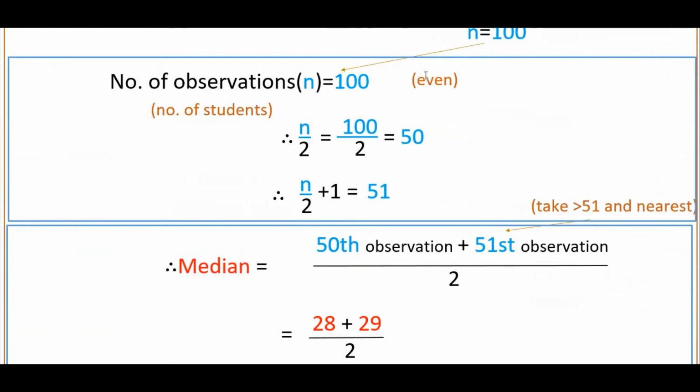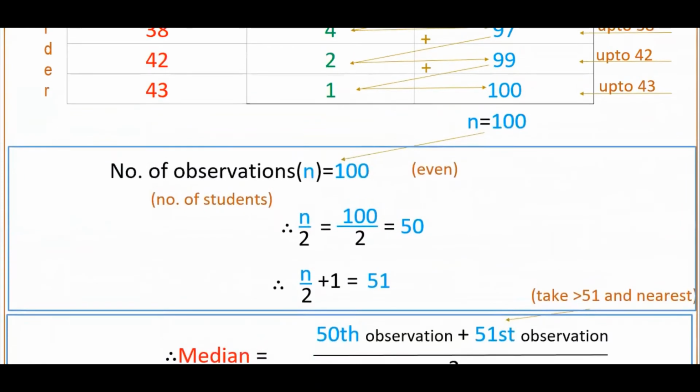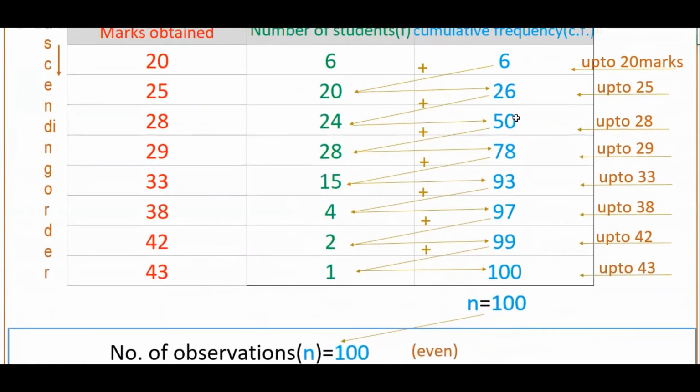We know that if it is an even number, you have to find the n by 2 observation and the n by 2 plus 1 observation. So n by 2 is equal to 100 by 2, that is the 50th observation. And n by 2 plus 1 is 50 plus 1, that is 51. So you have to find the 50th observation and the 51st observation from the table. See here, this is the 50th observation, that is 28.